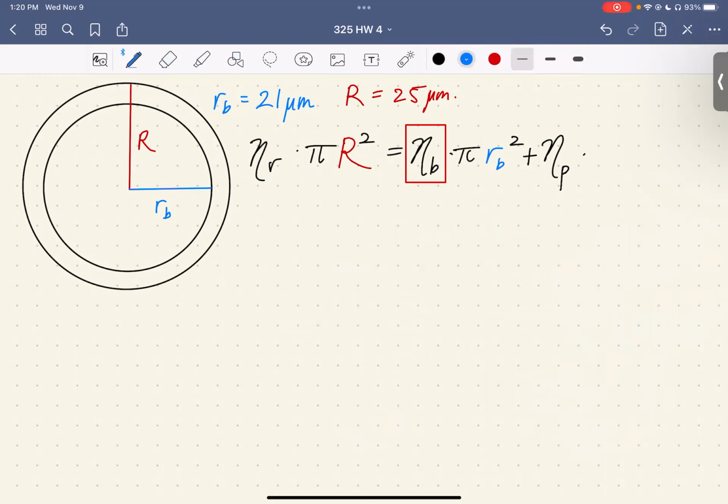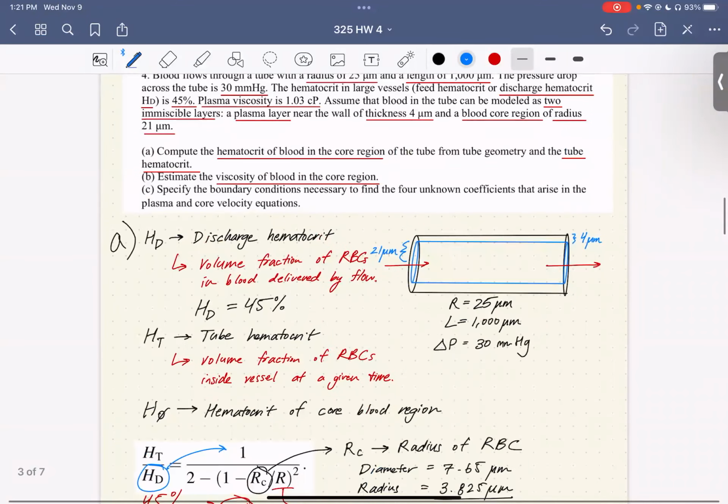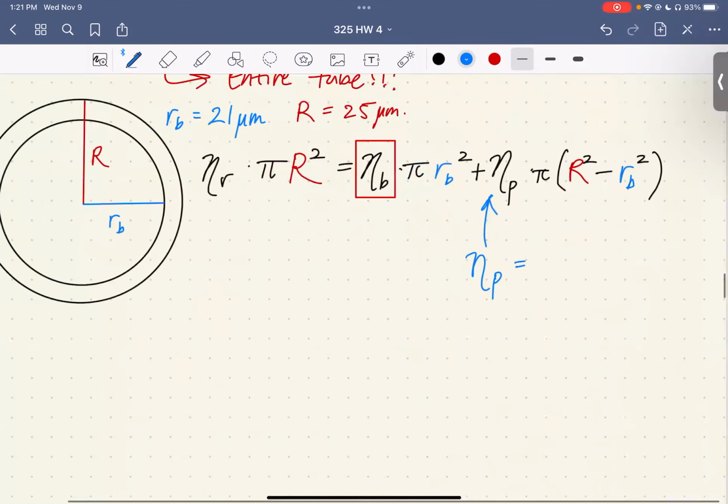So what does that mean? That means the area is going to be R squared minus RB squared, right? We're going to keep those squares inside our expression. Great. So essentially now, one quick note, we know this, and I believe it's 1.03. Yep, 1.03 CP. Great. Would you look at that?